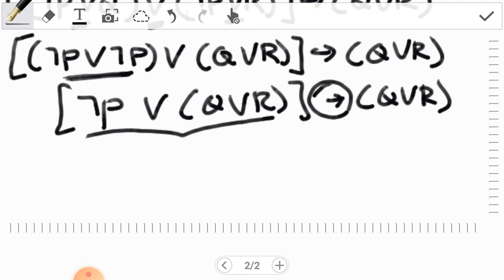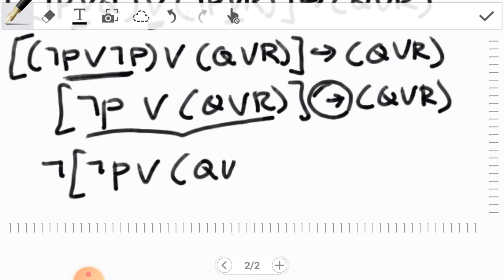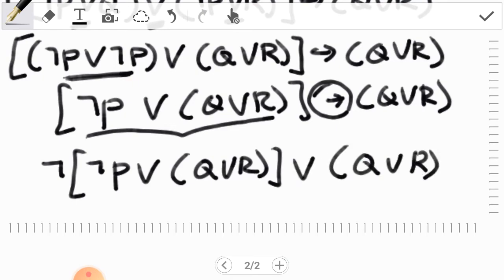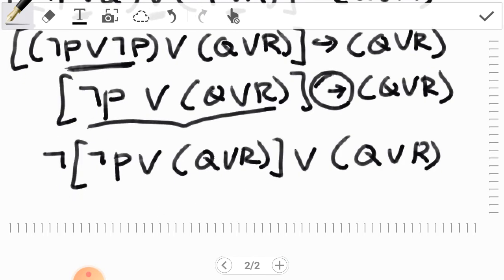So we are now looking at material implication, and the material implication rule states that P implies Q is equivalent to not P or Q. Okay? You have P implies Q is not P or Q.